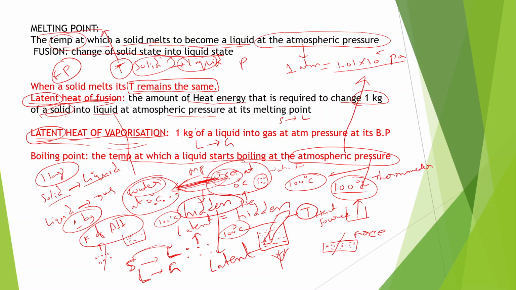And this is also for standard purposes, that means across the world we have to use the same definition. That's why we have to take 1 kg, here also 1 kg. And at what point? At atmospheric pressure. This is also at atmospheric pressure only. At its melting point, this is at its boiling point. Okay, this is about melting point and boiling point and latent heat of fusion, latent heat of vaporization. Now we can move to the next slide.